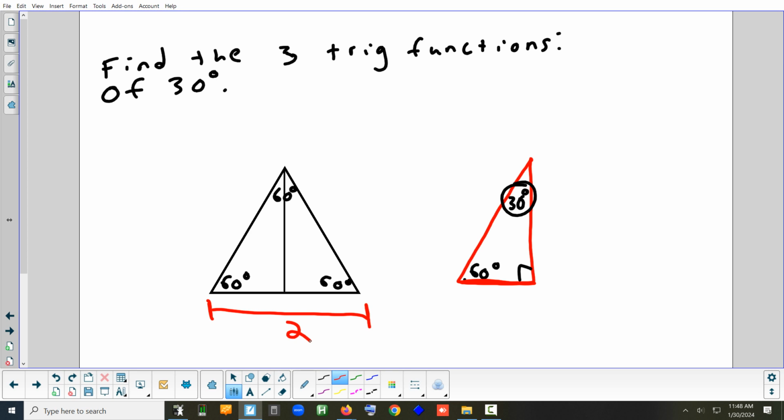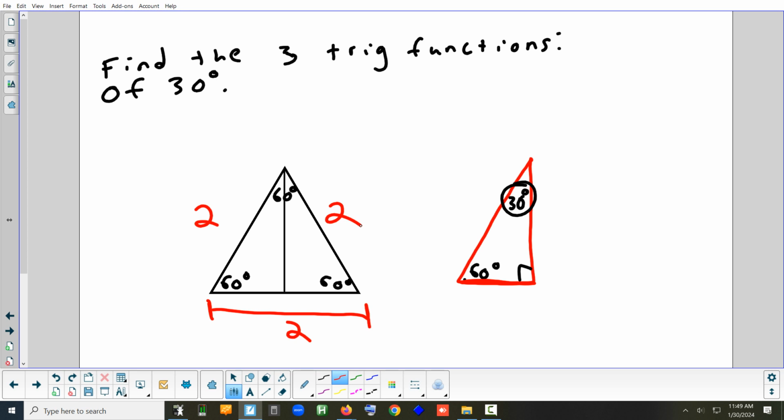This is equilateral. So what does that mean? All sides are 2. You don't have to pick 2. You could let all sides be 1, 3, 5, any number you want, but they all have to be the same. Now let's go back to the red triangle.